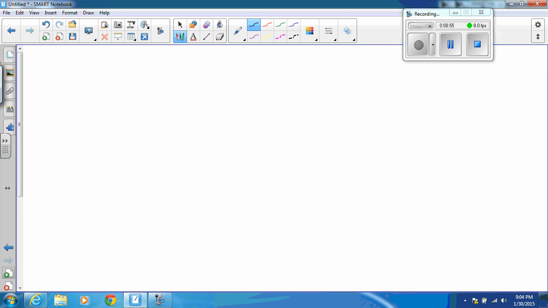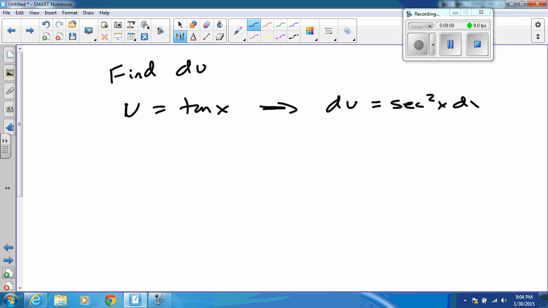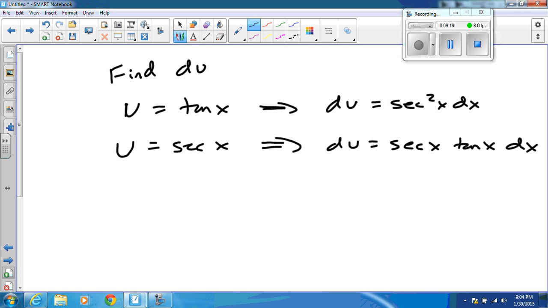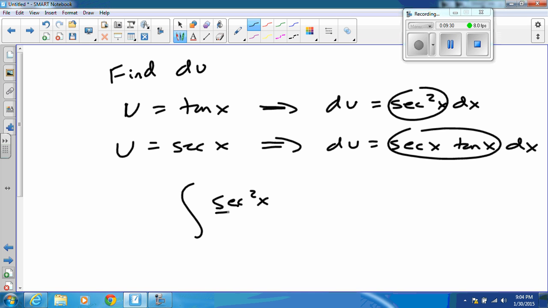All right, let's consider integrals of secants and tangents. Again, our theme is find the du. And since the derivative of tangent x is secant squared x, and since the derivative of secant x is secant x tangent x, what I'm going to be doing is looking to isolate either a secant squared or a secant tangent as my du. That's the basic game plan.